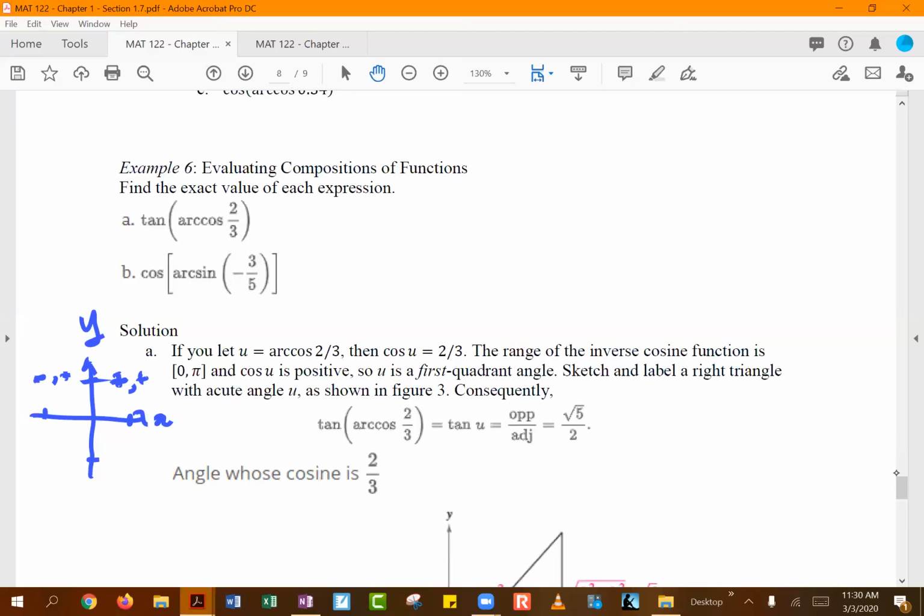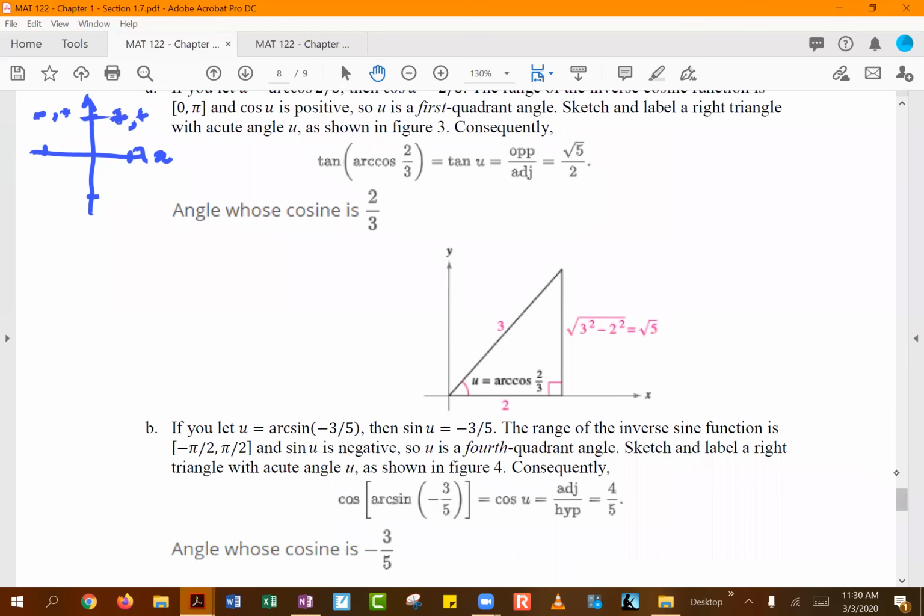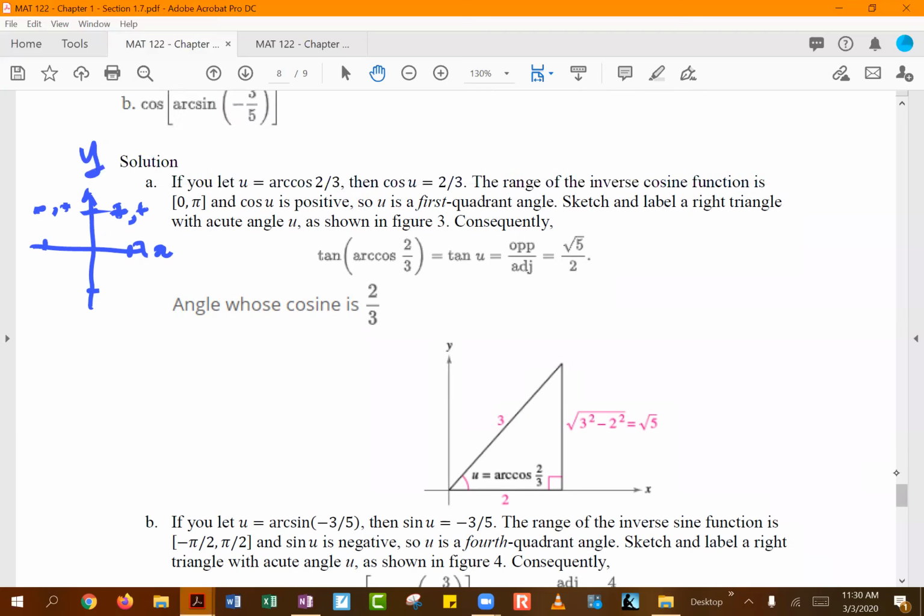Using that idea of the first quadrant, we come up with our right triangle. Now remember, your central angle is always going to start from the origin. So using that idea of our central angle, if U is our angle, and we've got cosine of U equals 2/3, then cosine would be adjacent over hypotenuse. That's where we put those values of 2/3. Using the Pythagorean theorem to calculate the opposite side, it comes out to be square root of 5.